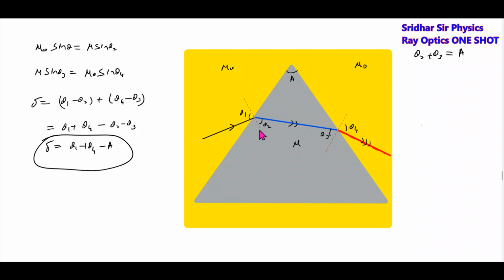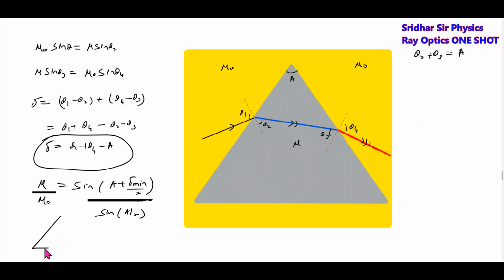Then what is the condition for minimum deviation? The minimum deviation will be mu by mu naught equals sine of A plus delta minimum by 2, divided by sine A by 2. And at minimum deviation, the incident ray will be parallel to the base, the refracted ray will be parallel to the base of the prism. This is a basic condition.